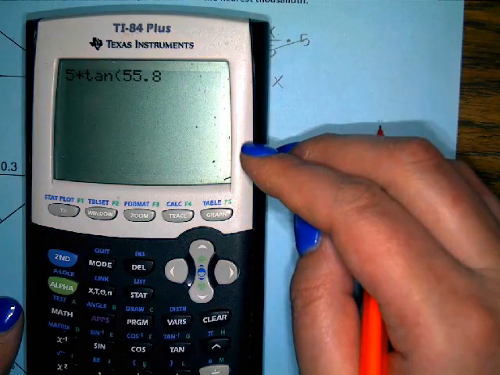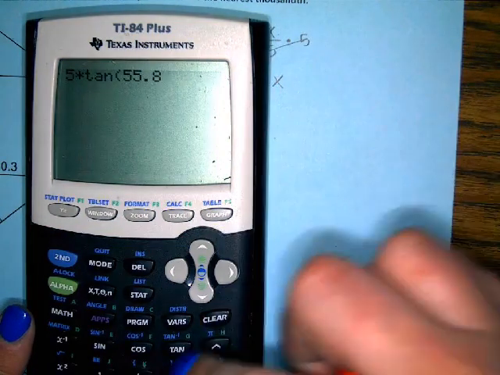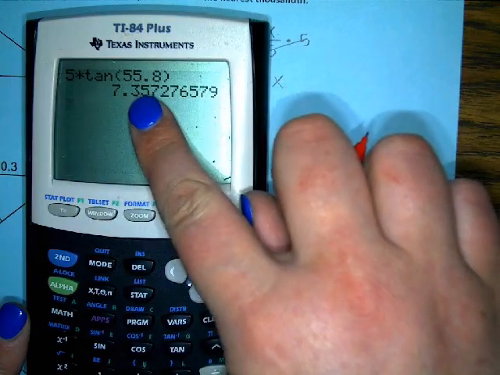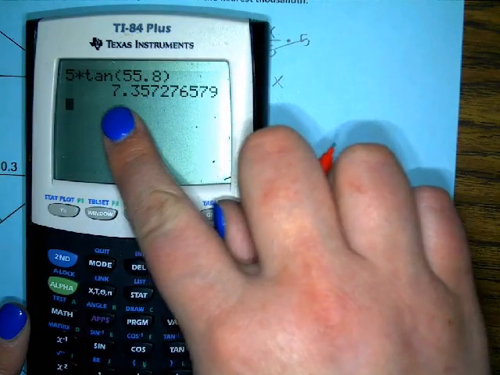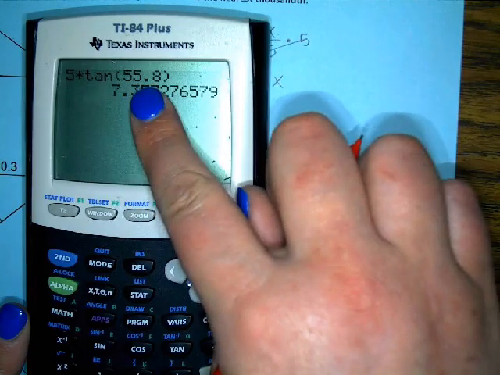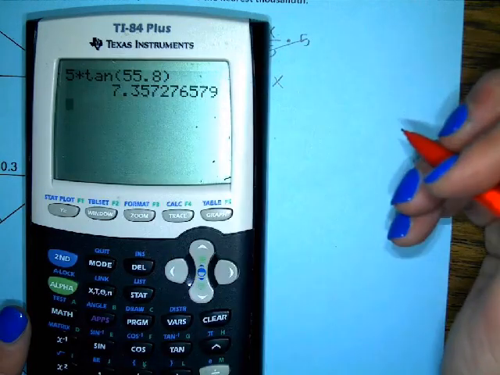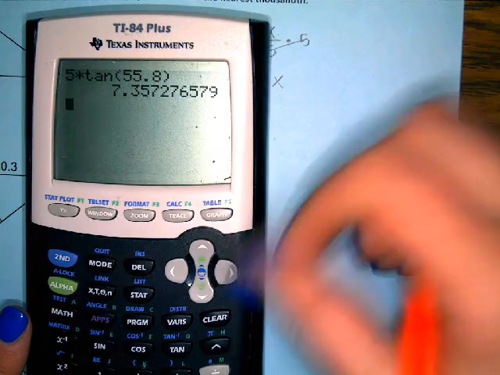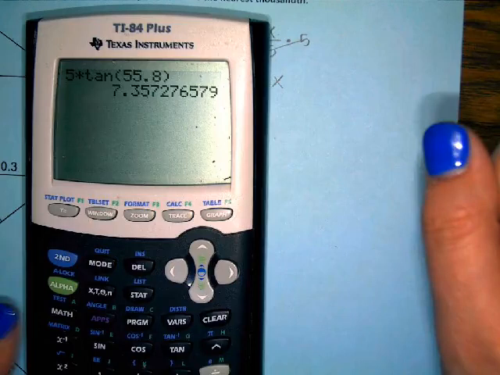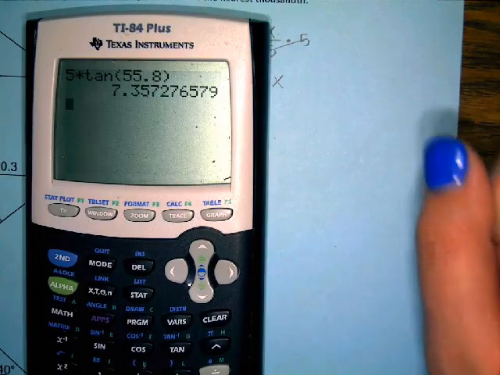You have a what? Did you type it exactly like this? You have to do 55.8. You can press clear, or you can press second quit. You want to bring up your calculator?